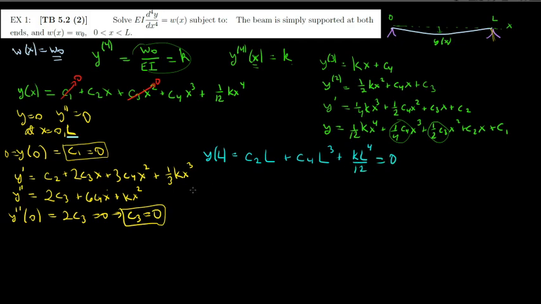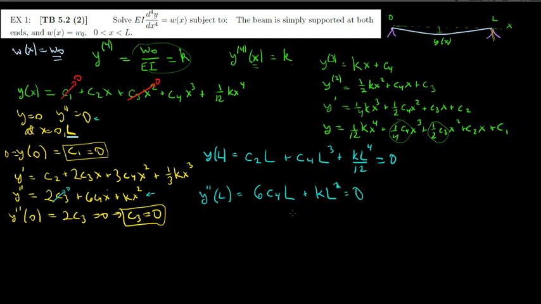Well, remember what we're looking for. We're looking for C2 and C4. L is a constant. L is just the length of the beam. So we can't get it from just this. However, we need the second derivative and then plug in L. Well, the second derivative is here. And remember, C3 is 0. So the second derivative applied to L, change x to L, we get 6 C4 times L plus K times L squared. And that still equals 0. They're all equal to 0 here.